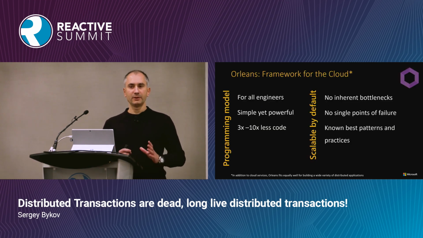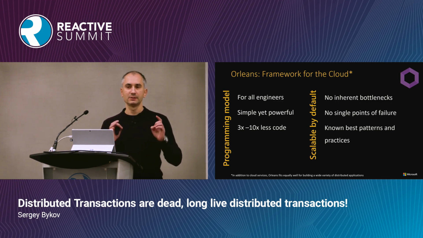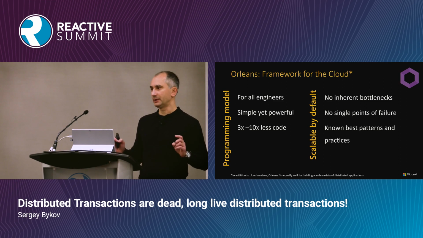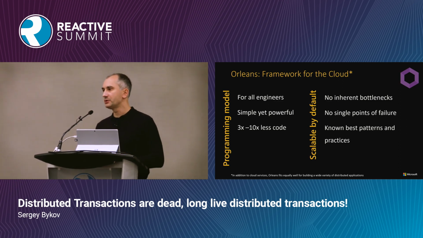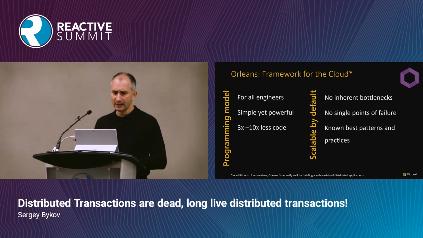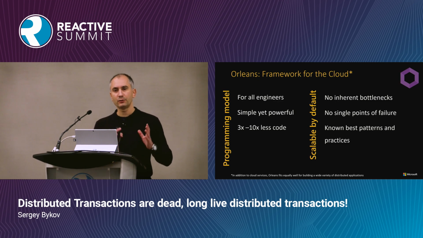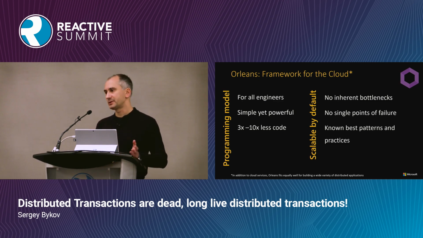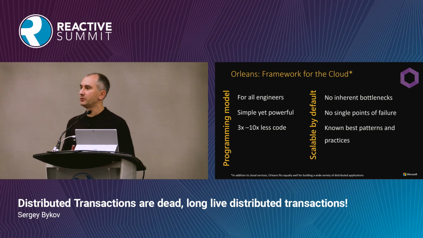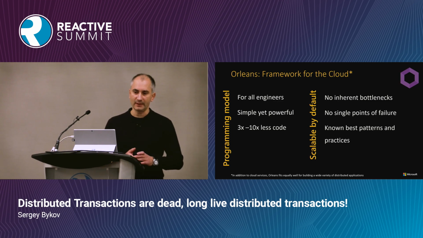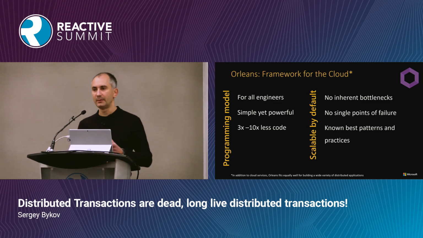Orleans is a framework for building cloud services, which is not actually accurate. It's a framework for building distributed applications, and scalable distributed applications. But because cloud is where you benefit the most, we explain it as a cloud framework. So it solves two problems. It improves the programmability and productivity of developers by giving them a programming model that's easy to use and reduces the amount of code they need to write by several factors. And it also makes these applications scalable by default.